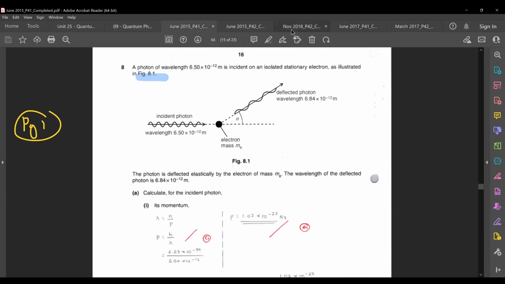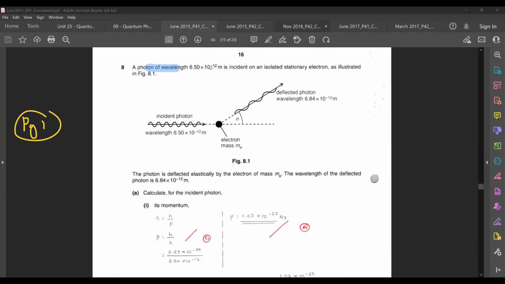Now for your particular case here, they mentioned that you have a photon of wavelength 6.5 times 10 to the power minus 12 meter incident on an isolated stationary electron as illustrated in the figure below. Your photon is deflected elastically by the electron of mass m_e, and the wavelength of your deflected photon is 6.84 times 10 to the power minus 12 meter. Calculate the incident photon's momentum.